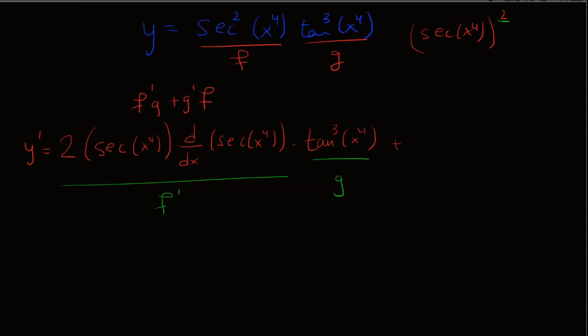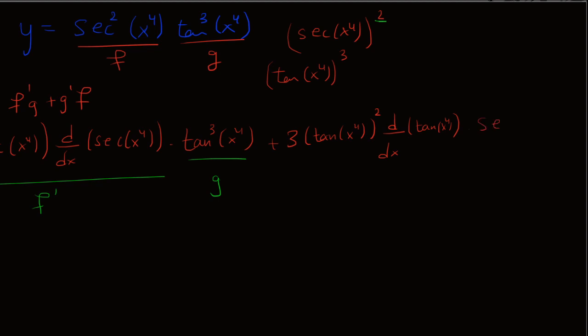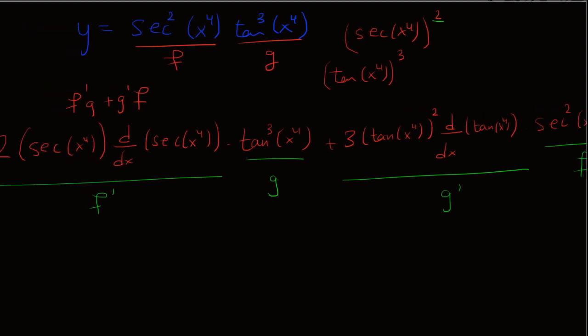So now we want to take the derivative of g. Tangent cubed x to the fourth can be rewritten like this. So the outside function will be the 3. Keep the inside the same. Subtract 1 in the exponent. Take the derivative of the inside. And then finally multiply it by f. All right. Now let's simplify.